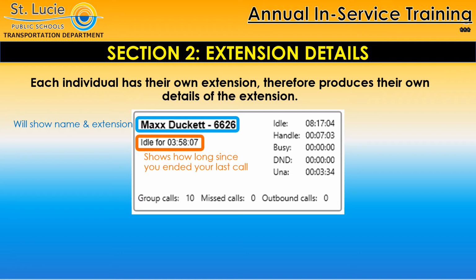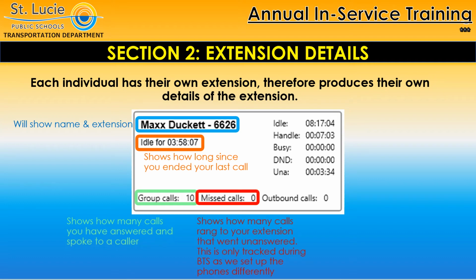Below that, across the bottom of the box, is group calls. This shows how many calls you have answered and spoke to. Again, these are the calls that are calculated through the main number of the communication center. Right next to that is the missed calls. This shows how many calls rang to your extension that went unanswered. This is only tracked during back to school as we set up the calls differently during that time.